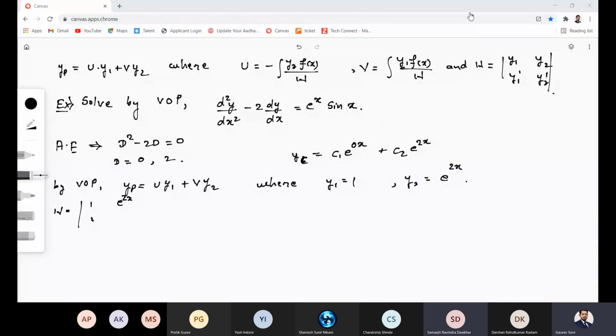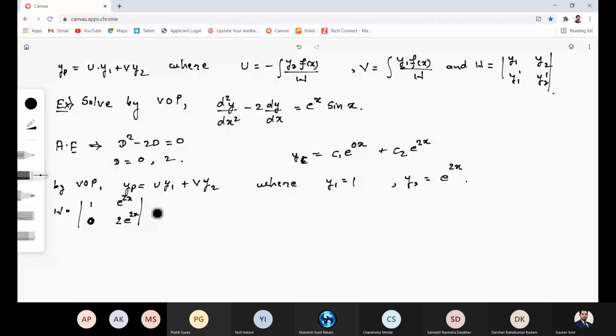Oh, yes, sorry. Derivative of e to the power 2x is 2 e to the power 2x. So when you find out the determinant of this, that will be 2 e to the power 2x.